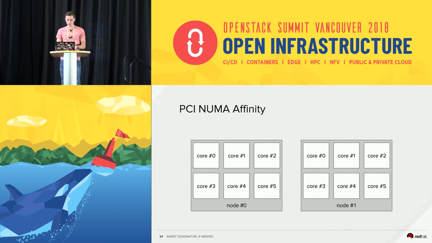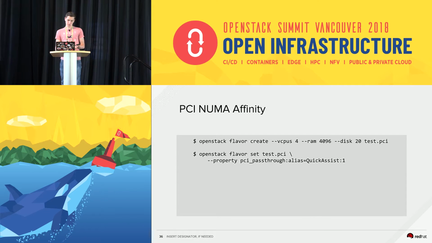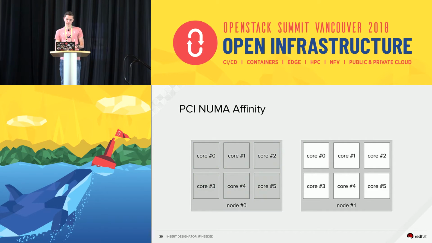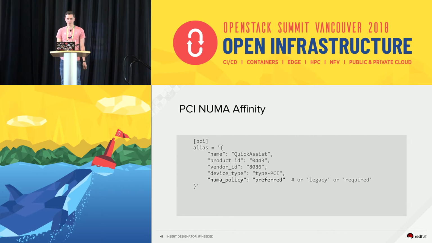If that's not possible, we have a NUMA policy feature which tells Nova that you would like NUMA affinity for your PCI devices if possible, but you care more about the utilization of your resources, and if you can't get NUMA affinity, you're willing to take the performance penalty, which can be quite high in some use cases, like up to 50%. 30 is usually more common. But if performance isn't the most critical thing, then that's usually an acceptable trade-off.